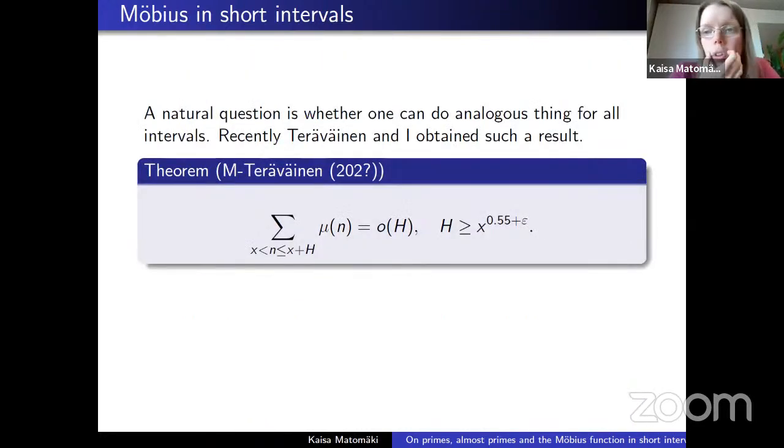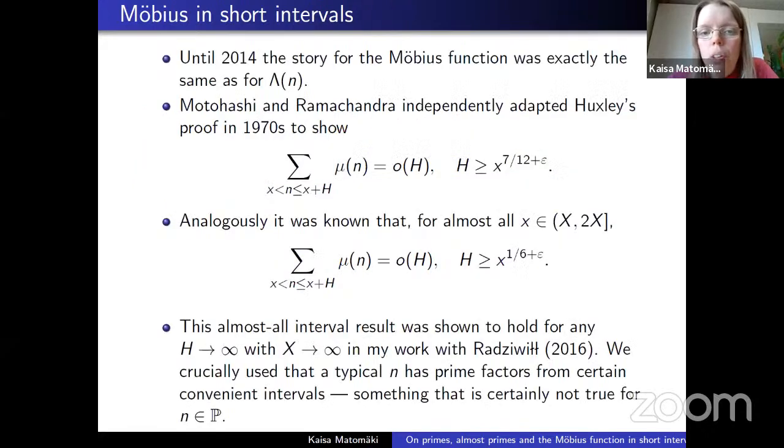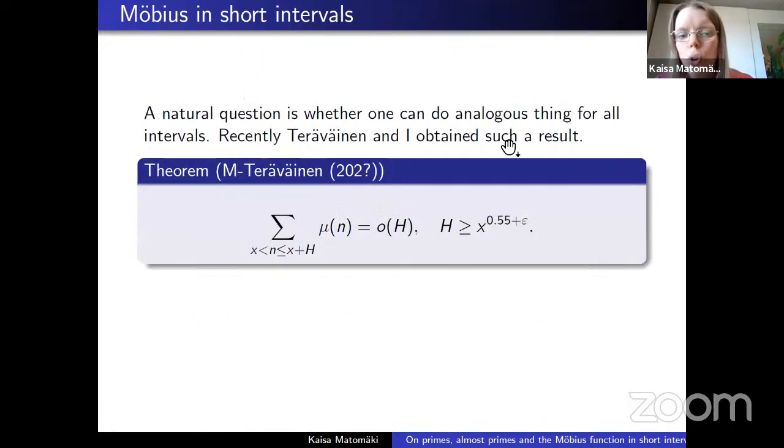And then a natural question that nobody asked for a few years was whether one can do a similar thing for all intervals. And recently, Joni Teräväinen and I did prove such a result. So we managed to improve this 7/12, which had been there since the 1970s. We managed to show that for all intervals of length x^0.55, the Möbius function has cancellation. In this length of intervals, about the same number of integers has an even and an odd number of prime factors.